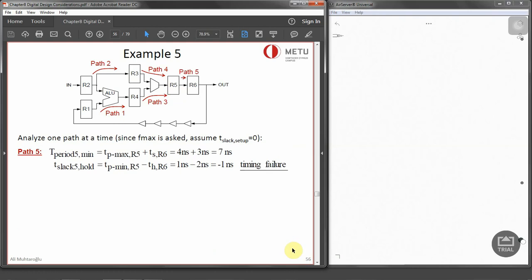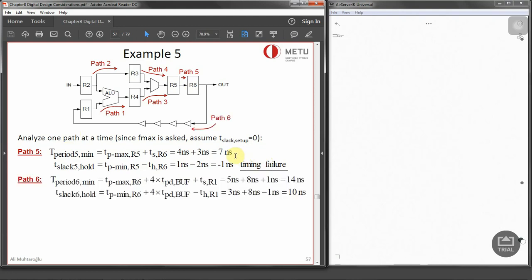Then path 5 is just from R5 to R6, and this is going to be the maximum of R5 and the setup time of R6, which is 7 nanoseconds, and the hold time is the minimum of R5 minus the hold time of R6. Over here, as you can see, we have got minus 1 nanosecond, so we have got a negative slack. That means we'll have a hold time violation, which is a timing failure, and we have to fix that. So let's keep that one over there and carry on.